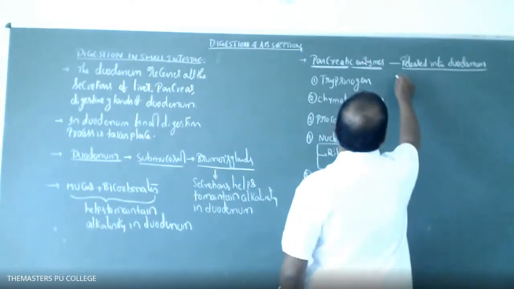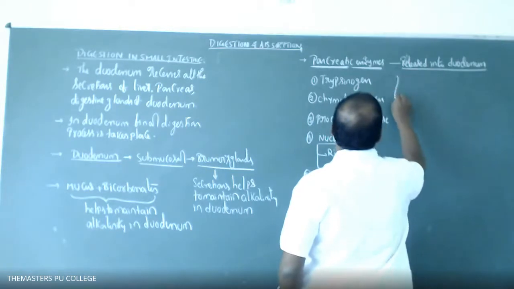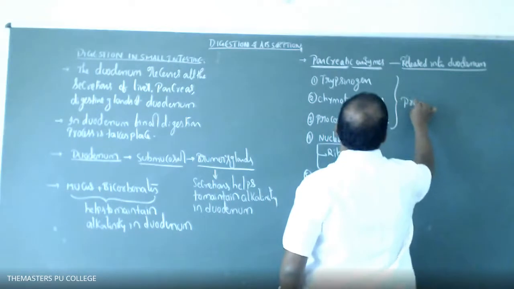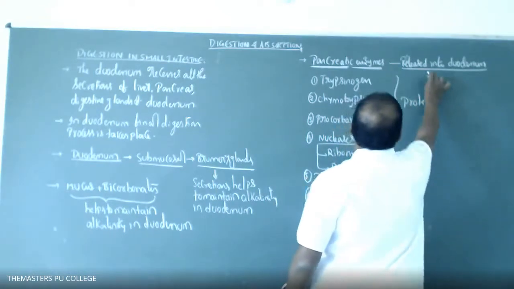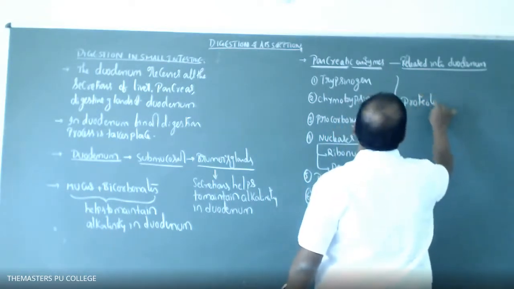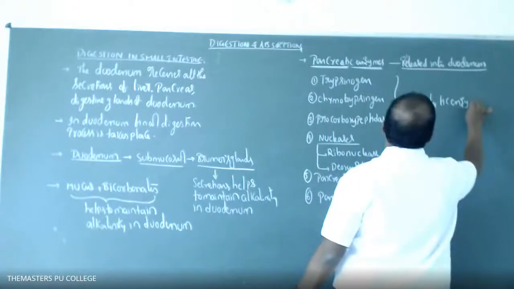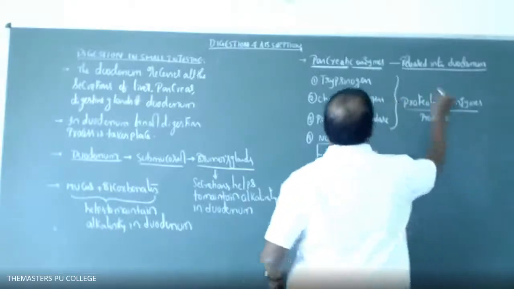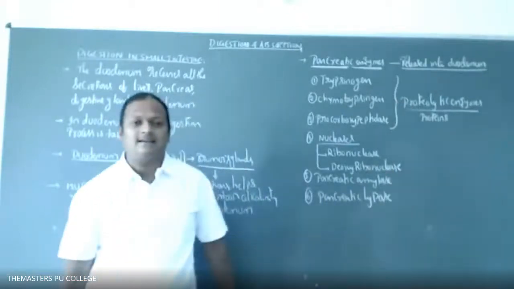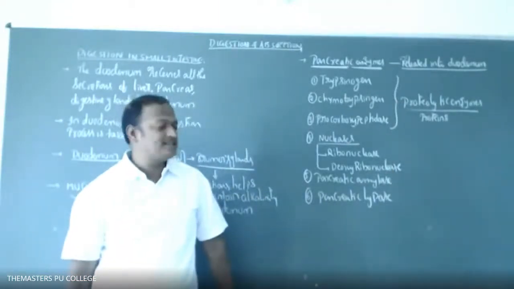Trypsinogen, chymotrypsinogen and procarboxypeptidase all are proteolytic enzymes. Proteolytic enzymes means what, students? Very good, protein enzymes, proteins acting as a catalyst on proteins. Next one, nucleases.